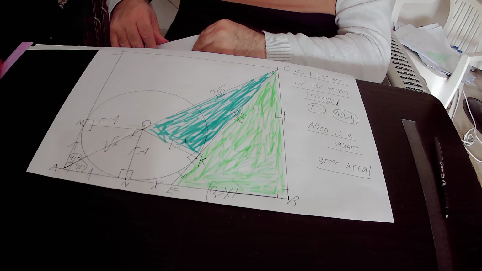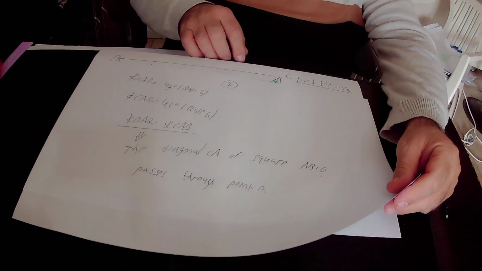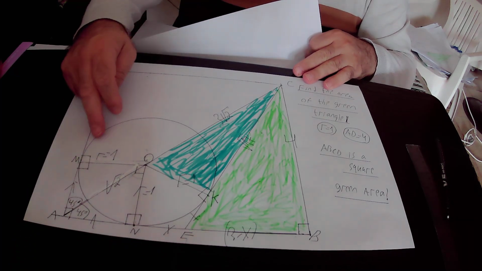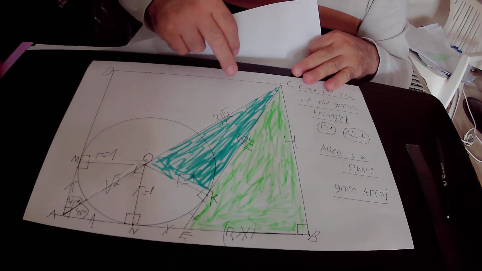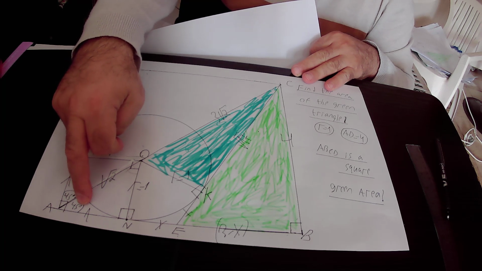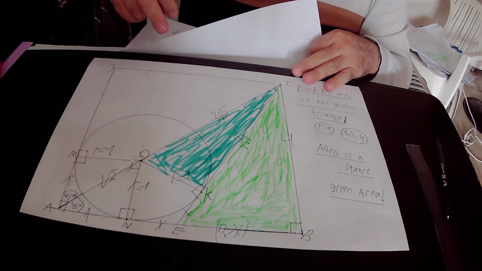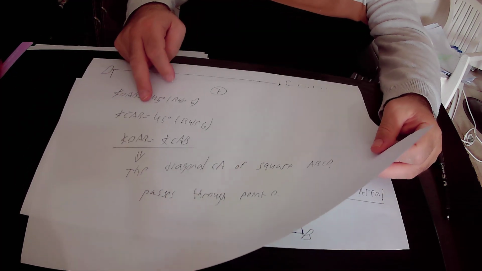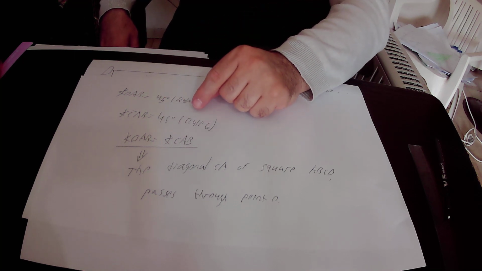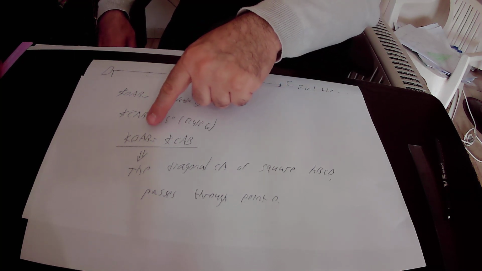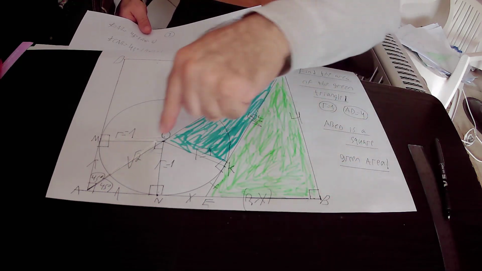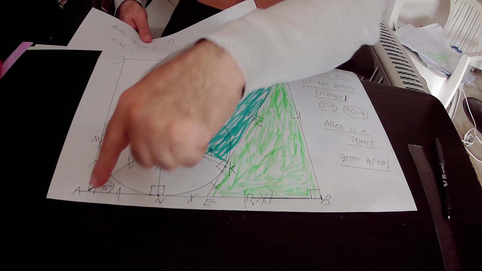Angle OAB equals 45 degrees according to rule number 6. Likewise, the diagonal CA of the big square bisects its angles into 45 degree angles. That is to say, this angle equals 90 degrees and this angle equals 45 degrees. So angle CAB also equals 45 degrees according to rule number 6. You can see both those two angles are equal to 45 degrees, therefore they are equal to each other. That is to say, angle OAB equals angle CAB, this angle.